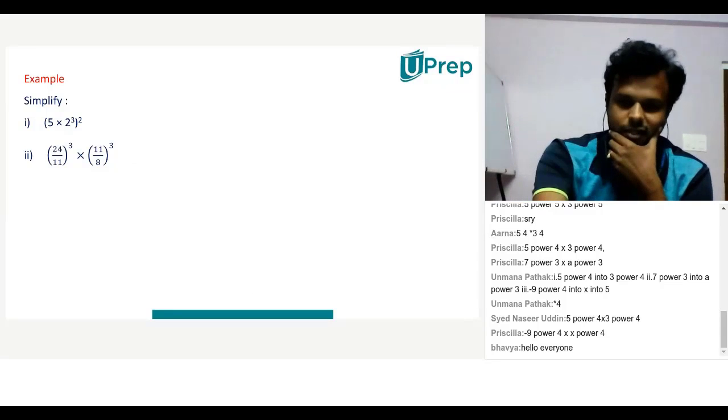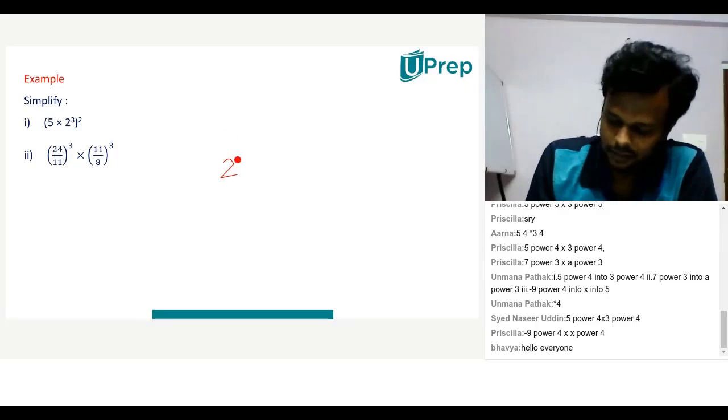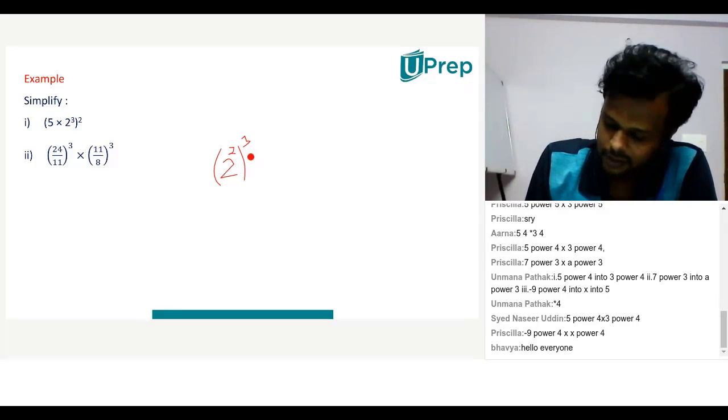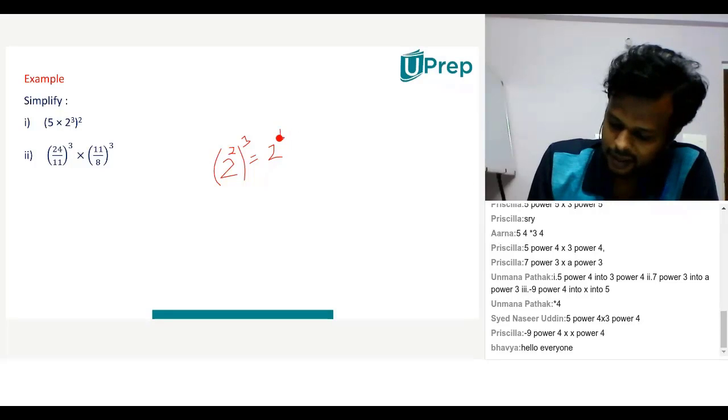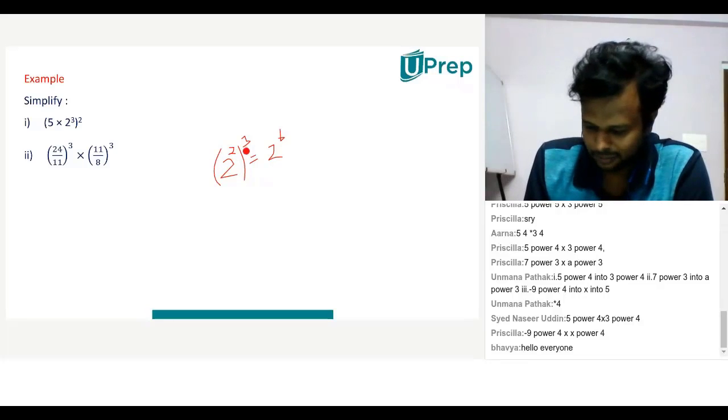I'll explain another point here, that very interesting point that was mentioned in the video. So (2 square) whole cube is nothing but 2 power 6. The brackets that we have are very important, children. You need to have 2 square, then a parenthesis and the cube. So this becomes 2 power 6.